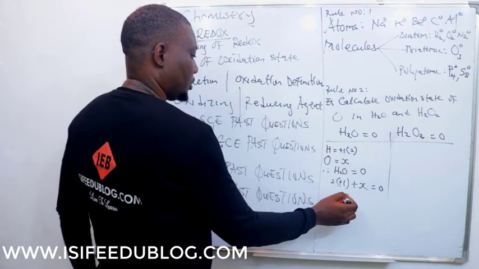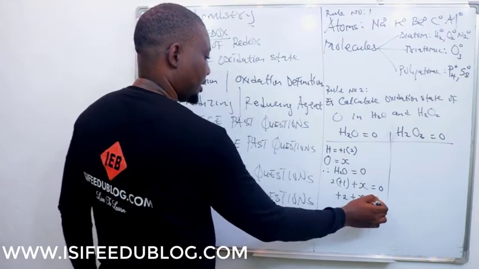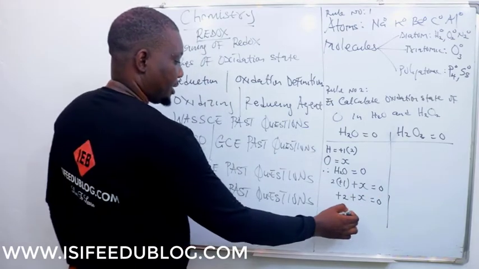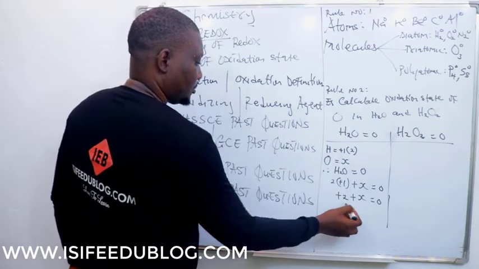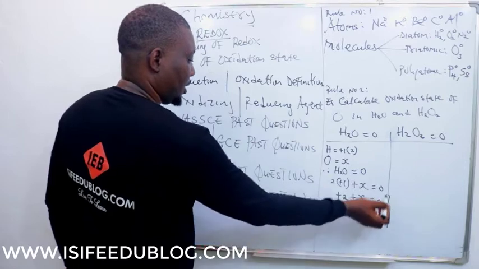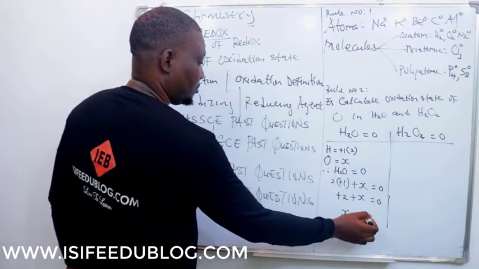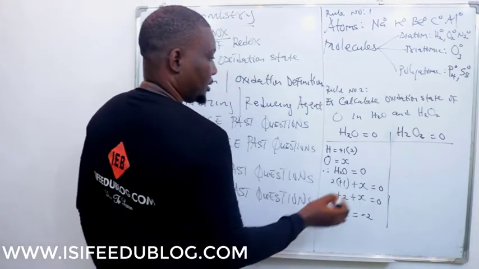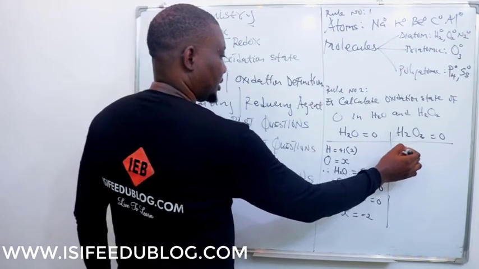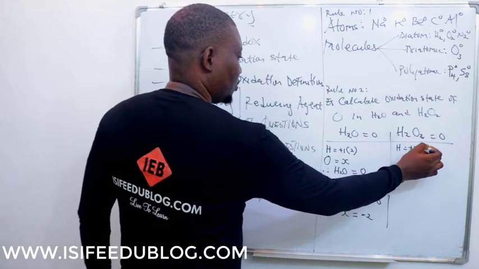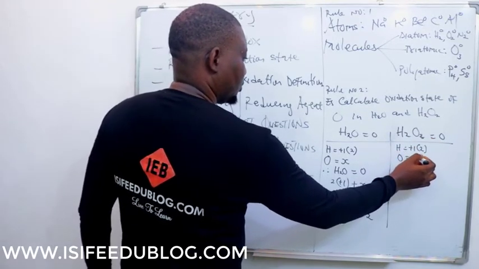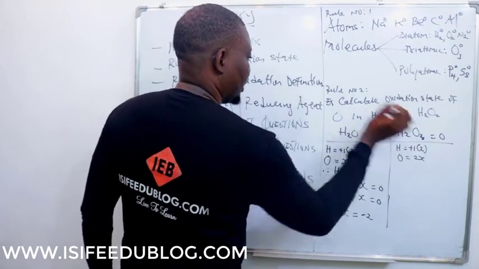So this gave me plus 2 plus X equal to 0. So X, this plus 2 here, crossing over the sign of equality, becomes -2. In this other case, we have that H is still equal to +1 with 2 atoms there. And then oxygen is unknown, so it's going to be 2x there, 2x there.